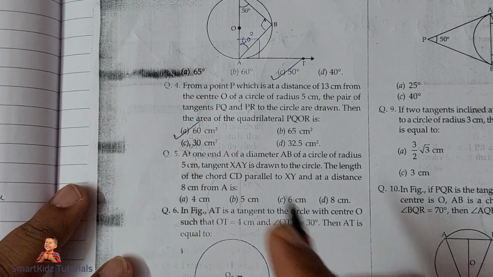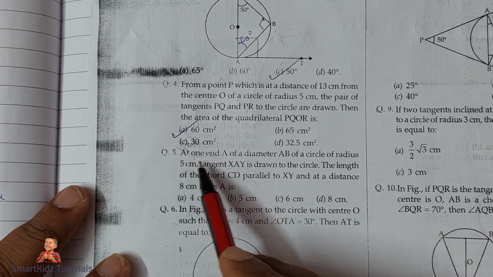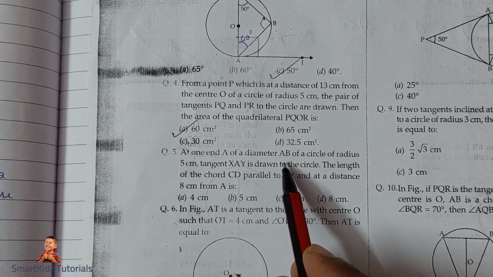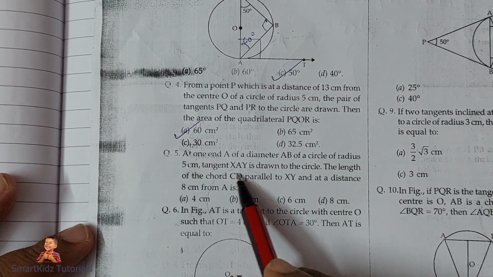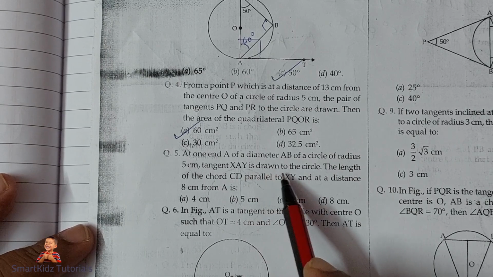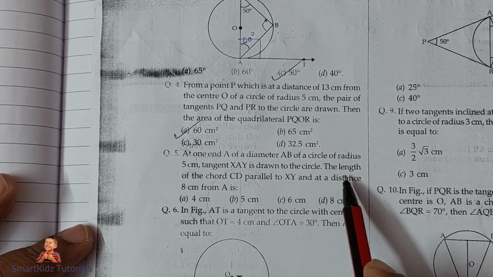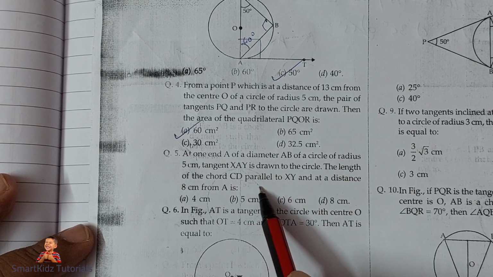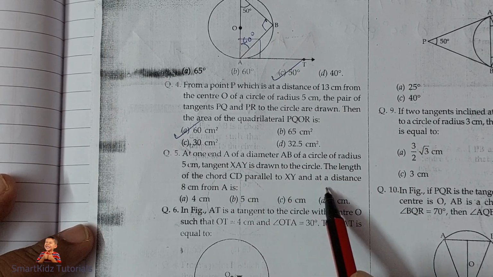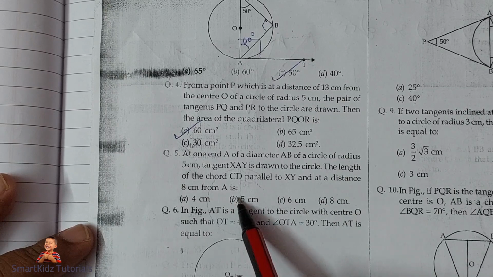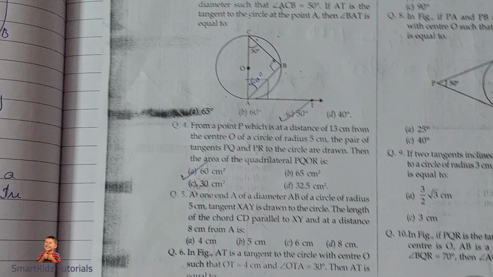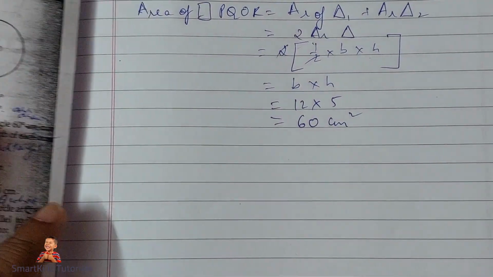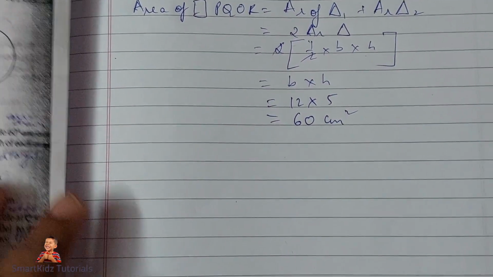We'll go to the next one, the fifth one. At one end A of a diameter AB of a circle of radius 5 centimeters, tangent XAY is drawn to the circle. Find the length of the chord CD parallel to XY and at a distance of 8 centimeters from A. Okay, looks a little bit complicated. Let's first draw the figure and you will have an answer.